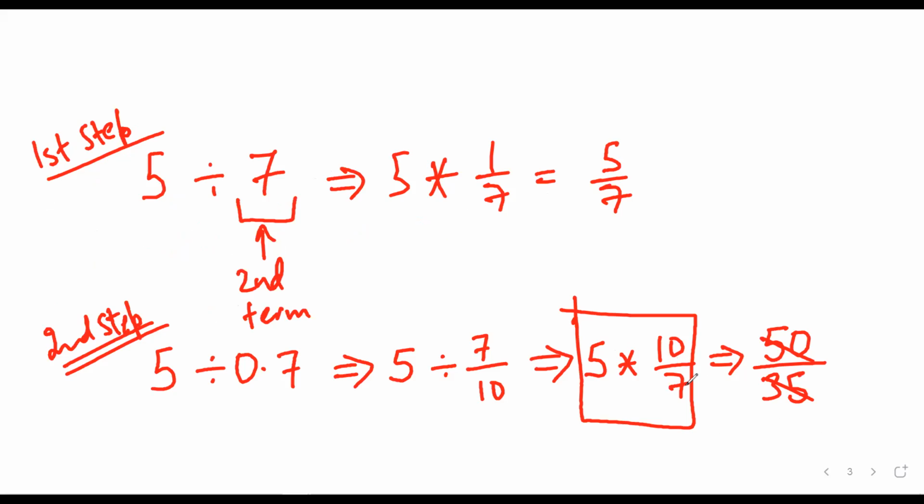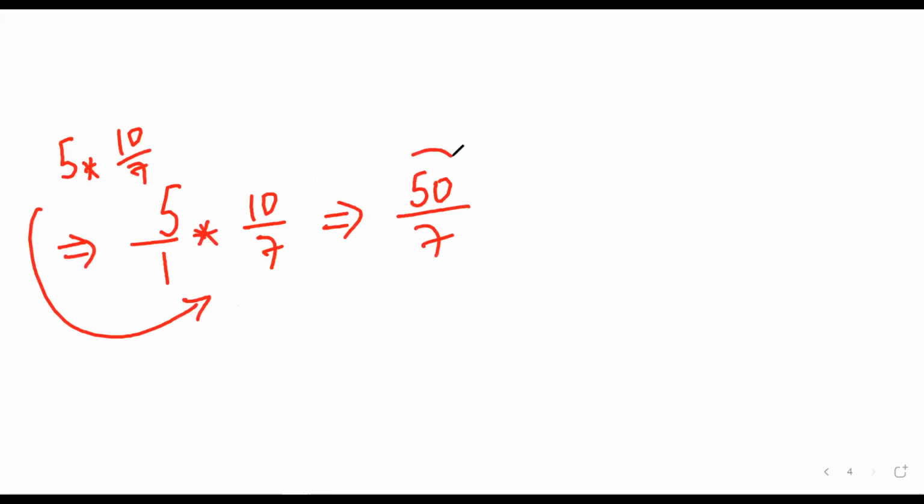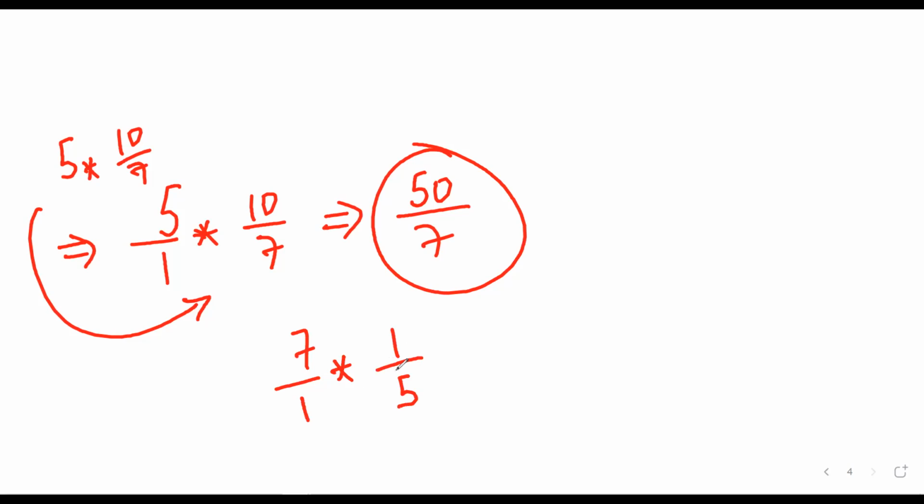So 5 into 10 by 7, is it equal to 50 upon 35 or is it equal to 50 upon 7? 50 upon 7. Aishwarya, have you understood what I'm trying to tell you? Yeah, I got it. So for example, 7 into 1 by 5, I can write this as 7 upon 1 into 1 by 5, which is equal to 7 upon 5. Is there any doubt still? No, no doubt.